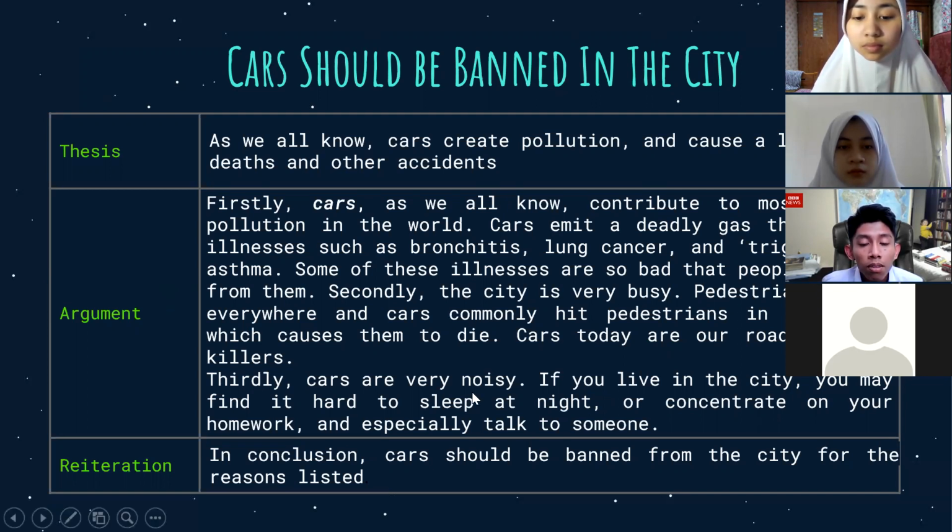Secondly, the city is very busy. Pedestrians wander everywhere and cars commonly hit pedestrians in the city, which causes them to die. Cars today are our roads' biggest killers. Thirdly, cars are very noisy. If you live in the city, you may find it hard to sleep at night or concentrate on your homework and especially to talk to someone. In conclusion, cars should be banned from the city for the reasons listed. Okay, thank you. Back to the moderator.